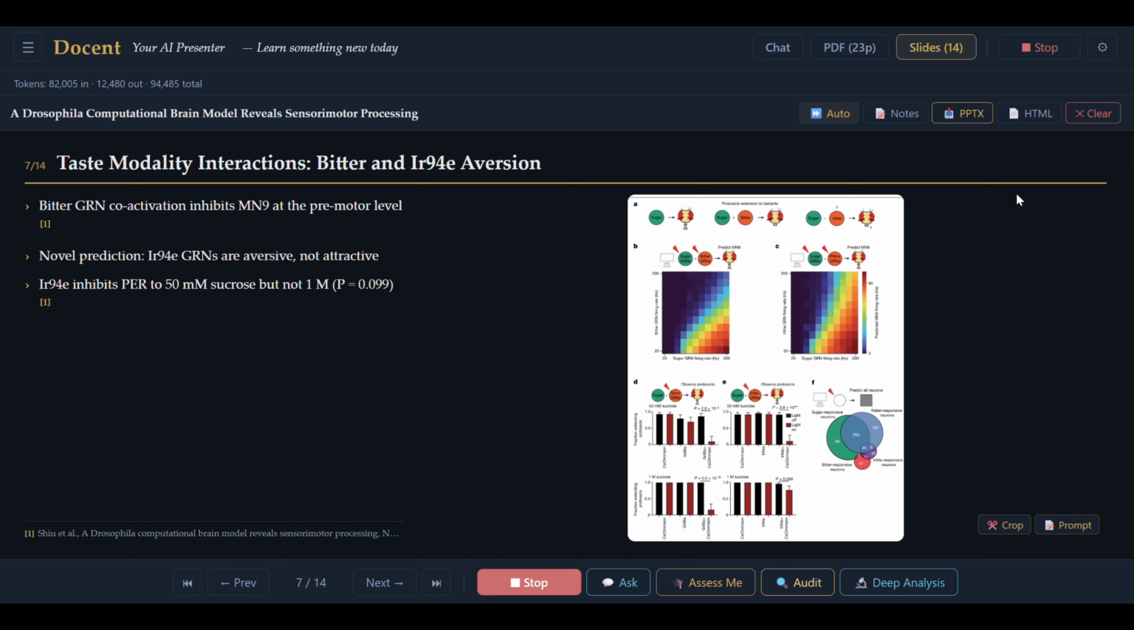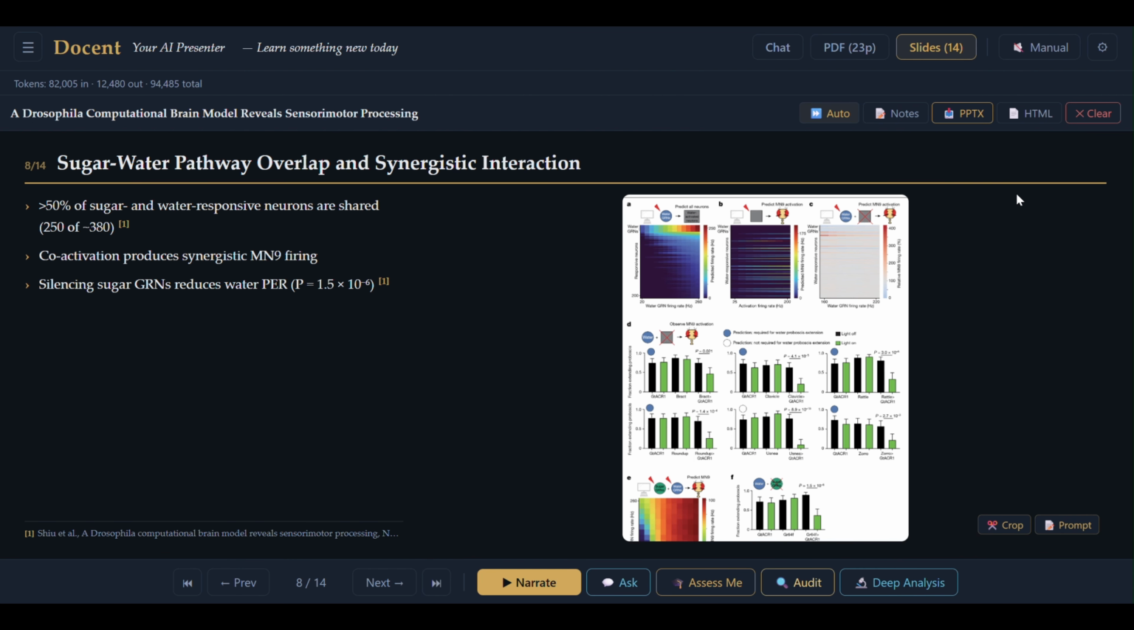Worth discussing. How confident can we be about a mechanism predicted by a model that ignores neuromodulation, given that taste processing is heavily modulated by hunger state?